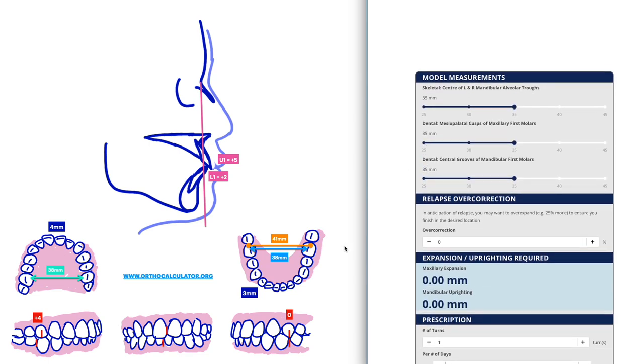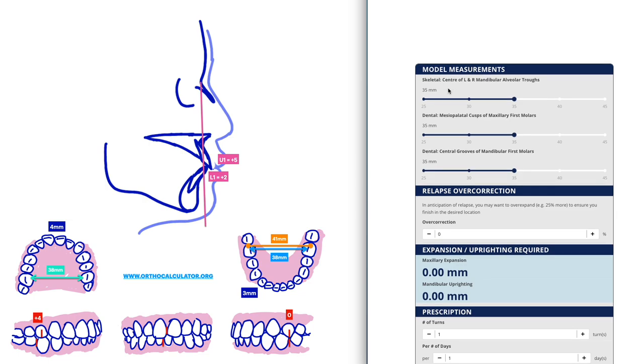So the first measurement is the center of the mandibular trough. That measurement is in orange right here, 41 millimeters. So let me set that to 41. The next measurement we're going to do is the mesiopalatal cusp of the upper first molars, which is 38 right here. And then in the lower arch, the central groove of the molars is also 38.